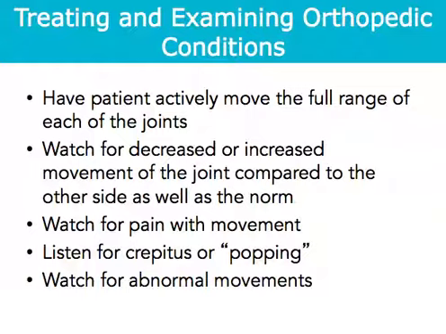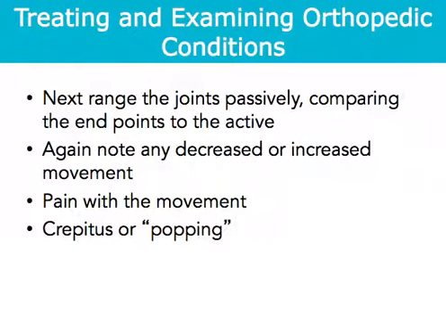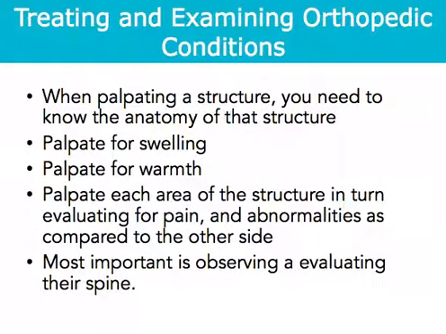I mean, if someone's fingers are locking up, or if they get to a certain place and their joint is more prone to pop out, if a knee's more likely to hyperextend, you want to start looking for all those things. Next thing you want to do is just passively do the range of motion. So once again, they're not doing this, you're doing this for them. Looking for pain with the movement, any crepitus or popping, any decrease or increase in movement will be important.